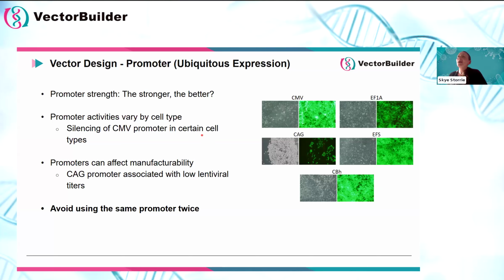Additionally, promoter activity really varies by cell type. Here you can see that our CMV promoter is inducing really high levels of expression, but in embryonic stem cells, the CMV promoter is actually prone to silencing. So you really need to consider, for your specific experiment, the cell types you're using when you select your promoter.